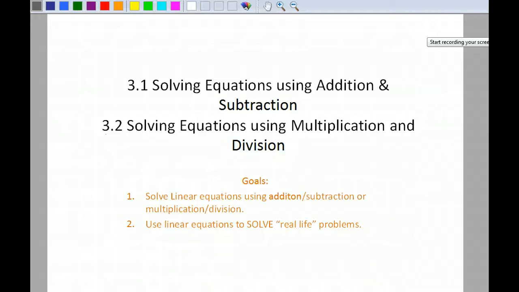Okay, this is section 3.1 and 3.2. We're going to be solving equations using addition, subtraction, multiplication, and division. When we finish, I want you to be able to solve a linear equation using those operations, as well as use linear equations to solve a real-life problem.